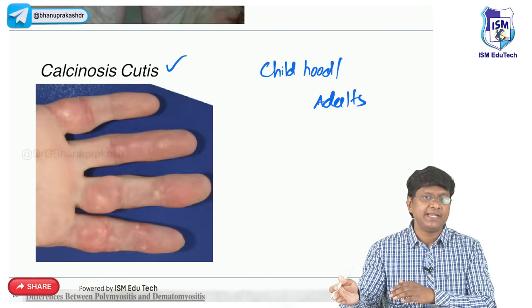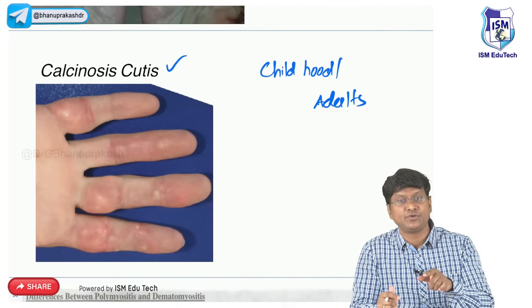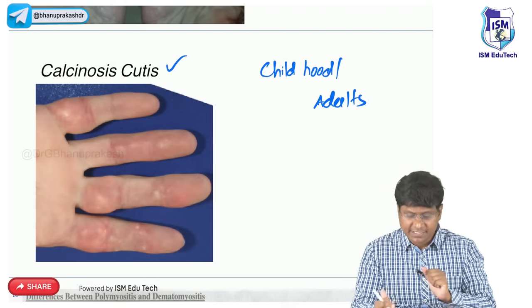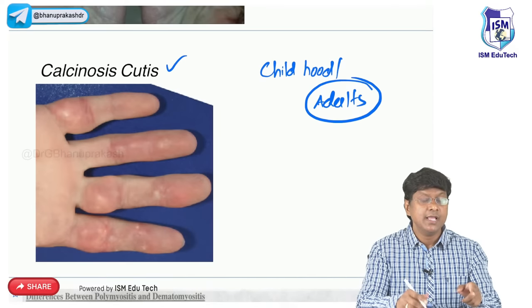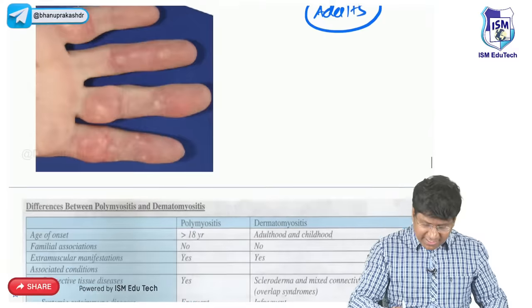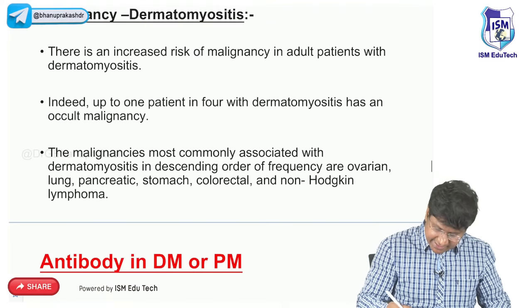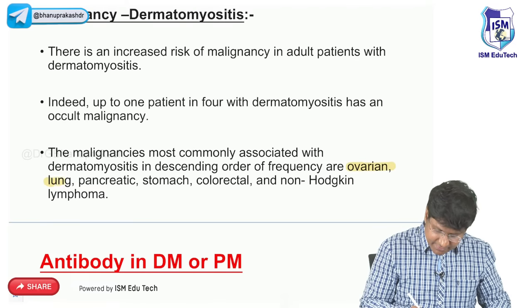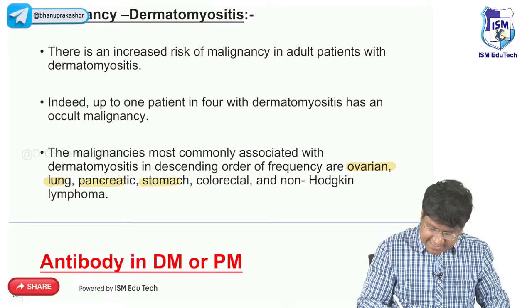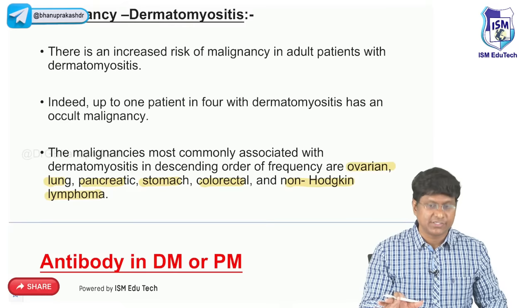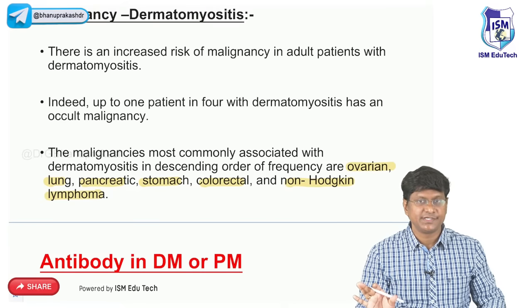But before going on to the antibodies, let me tell you, these patients with dermatomyositis are at increased risk of malignancy in adult patients. It is seen in both adults and children, but in adults they are at increased risk of malignancy. That includes ovarian cancer, lung cancer, pancreatic, stomach, colorectal, as well as non-Hodgkin's lymphoma. These are the malignancies most commonly associated with dermatomyositis.